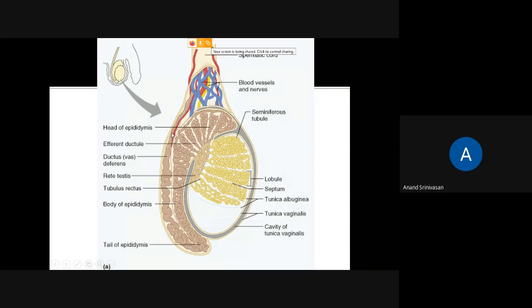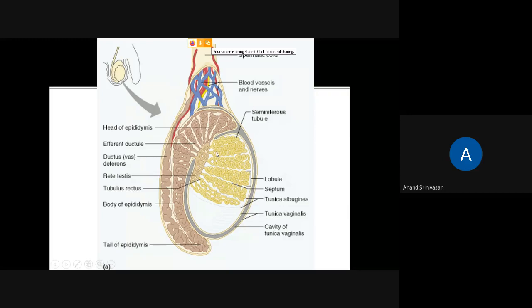This vas deferens then goes through the spermatic cord, and opens into the prostatic urethra. You have seen the prostatic urethra in the previous session, right? So it opens into the prostatic urethra.